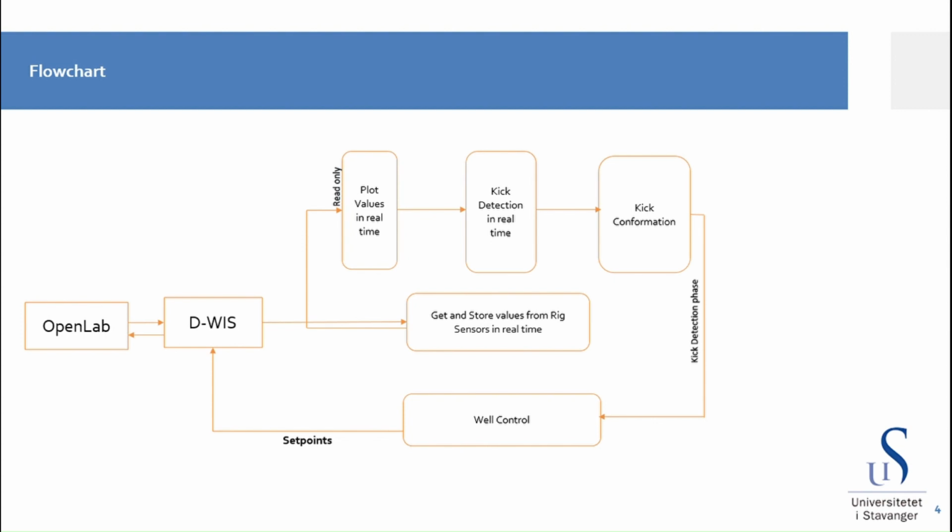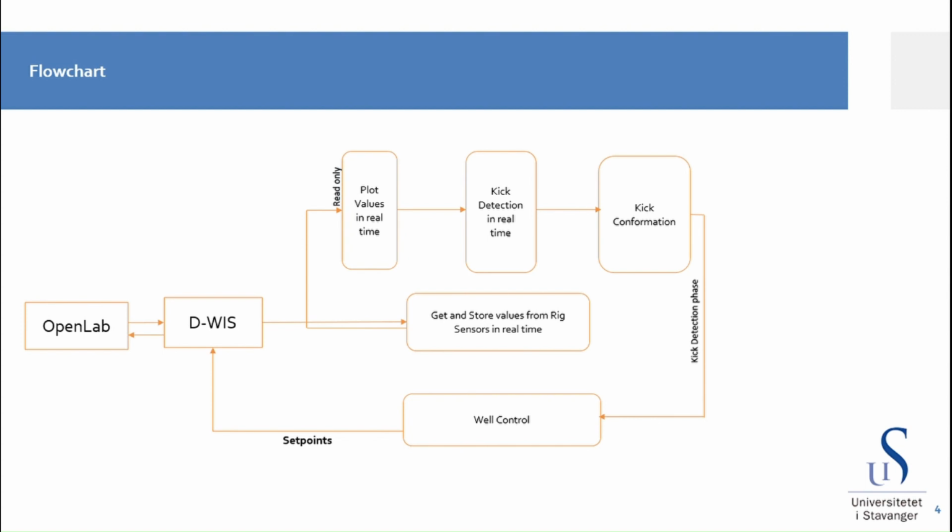Then we are using the values from this Pandas data frame to plot the values in real time in different graphs. Using these values, a kick is detected in real time and a warning is given. After the warning, the kick is confirmed prior to initializing the well control module.